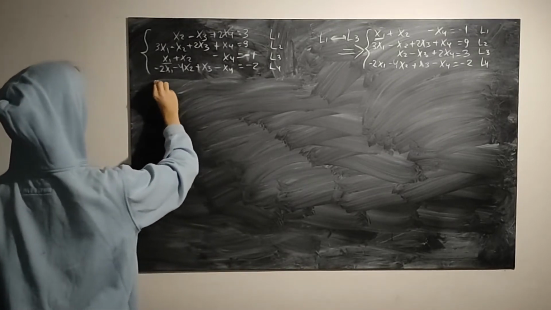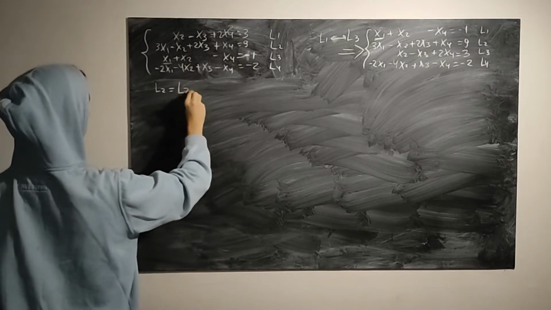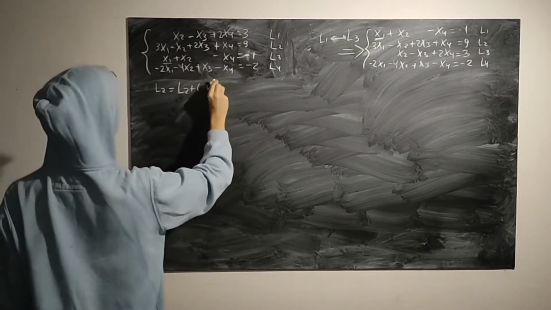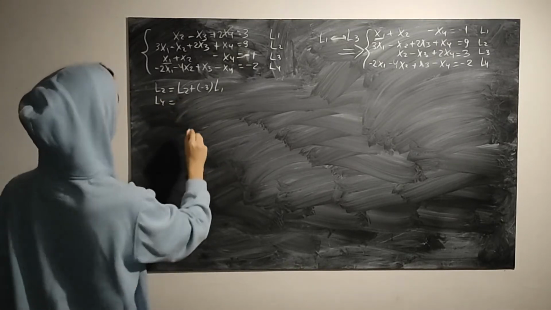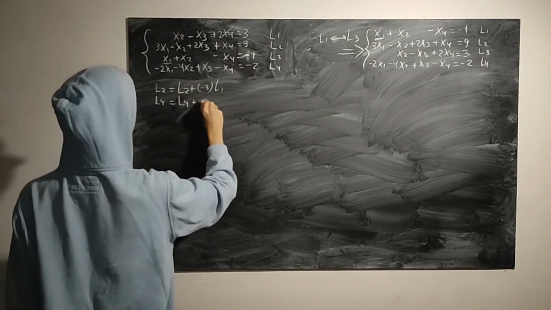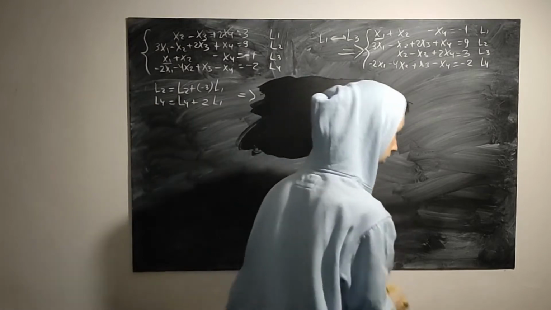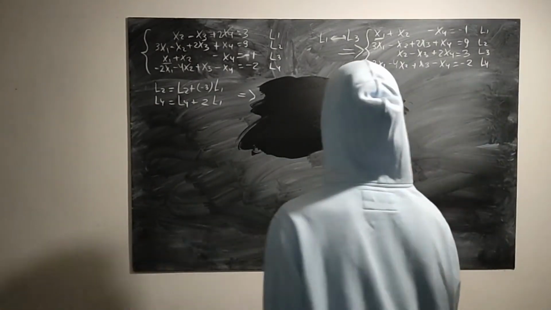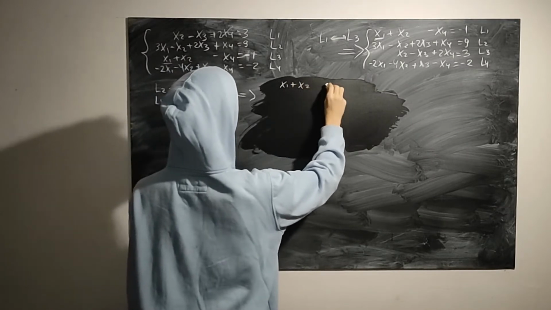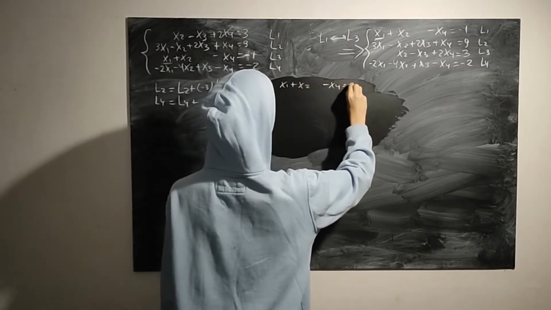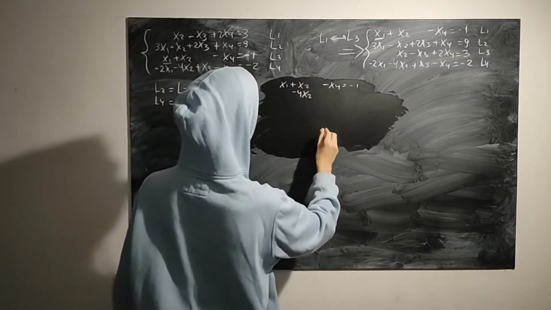Equation 2 contains 3x1. So in order to get 0x1, I need to take equation 1, multiply it by negative 3 and add it to equation number 2. Equation L3 doesn't contain x1 at all, so we can skip it. And finally, equation 4. We have minus 2x1 and we need to add equation L1 multiplied by 2 in order to get 0x1. After a lot of calculations, we will get an updated system.